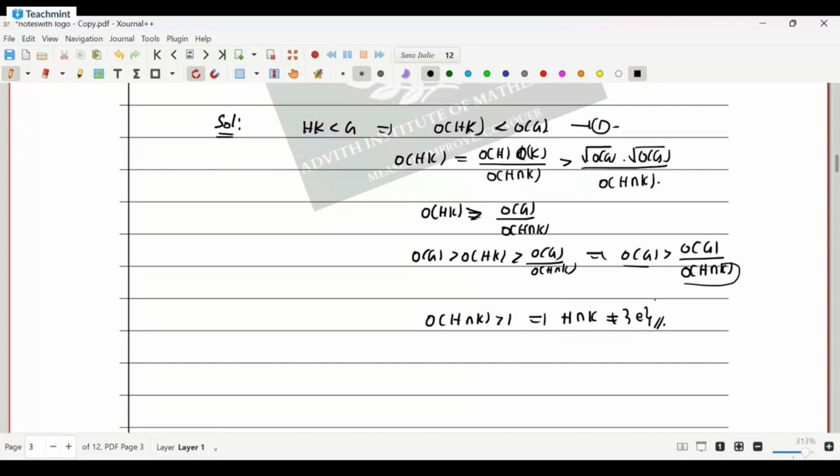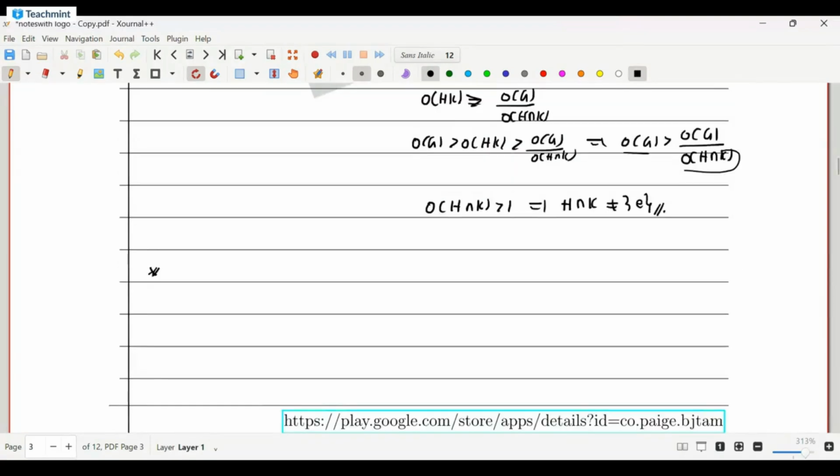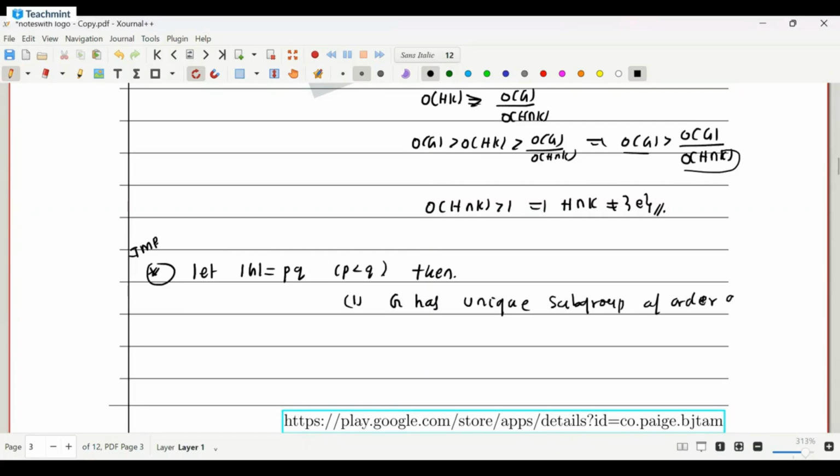Next problem. Important one. Let G be a group such that the order of G is equal to pq, where p is less than q. Then, number 1, G has a unique subgroup of order q.